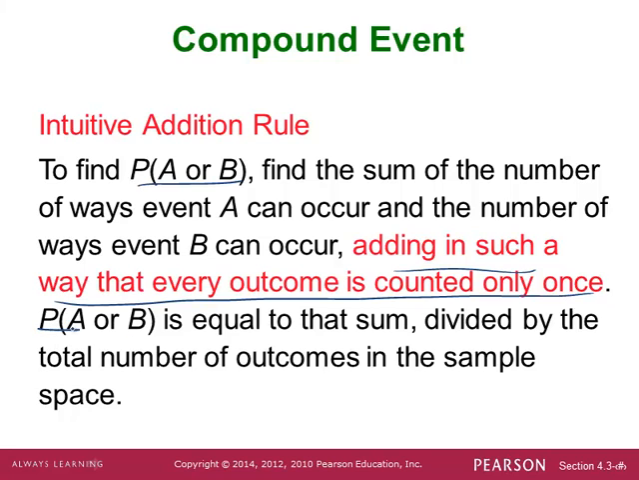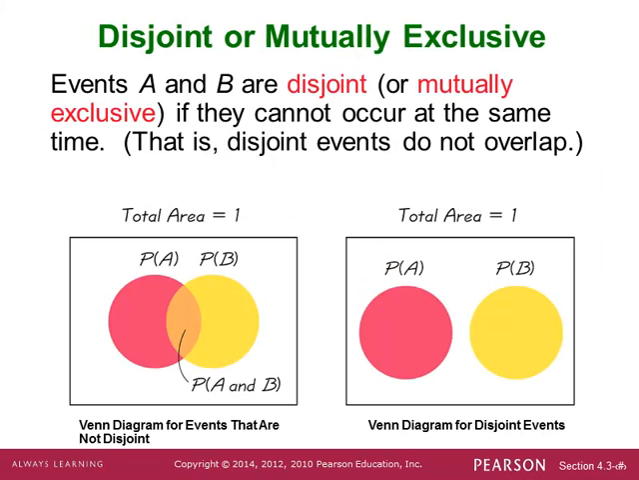And then remember to calculate the probability, you just divide by the total number of outcomes in the sample space, which for our example, there were 52 cards. So you divide by 52 because there were 52 possible outcomes when you draw a card from the deck.